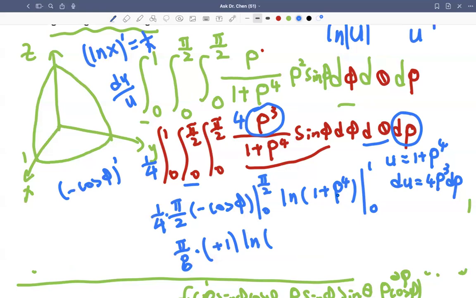Then ln of 1 plus 1 raised to the fourth power. 1 raised to the fourth power is 1. So it's just ln 2. And that's it. So simplifying, we get pi over 8 ln 2. And that's it.